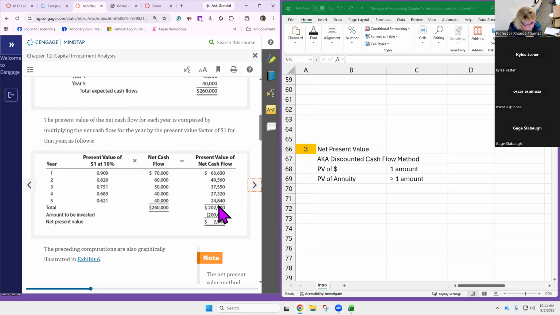So you add up all the present value net cash flows and you do what? You subtract the amount to be invested. So this is the net part. The net part is subtracting the amount you invested, and then you'll get net present value. So we take the total present value and subtract the amount invested. There's the extra that's coming about.